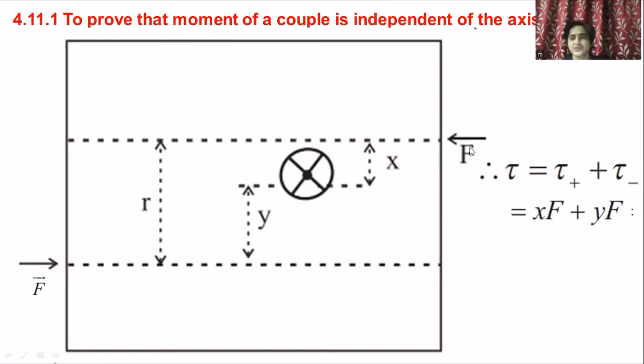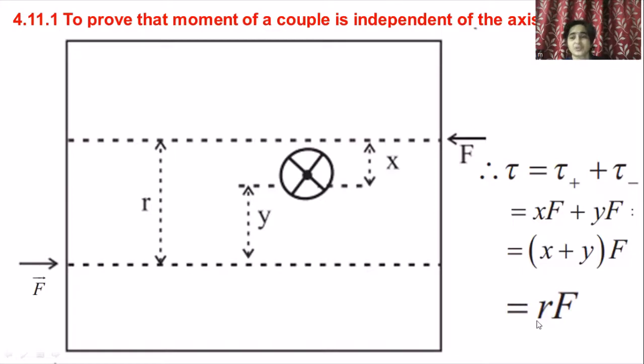Now the torque due to the first force is the magnitude of force multiplied by perpendicular distance, that is x into F, plus due to this force, the magnitude of force into perpendicular distance, so it is y into F. So x into F plus y into F gives x plus y into F, and one can observe x plus y is equal to r, that is r into F. That is, the moment of couple here is the magnitude of force multiplied by the perpendicular distance between the two forces.